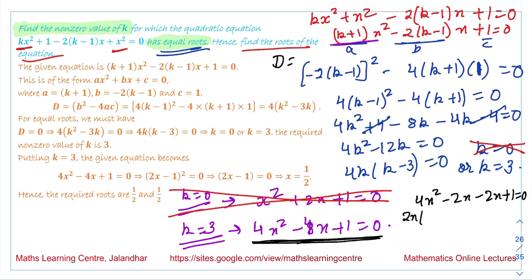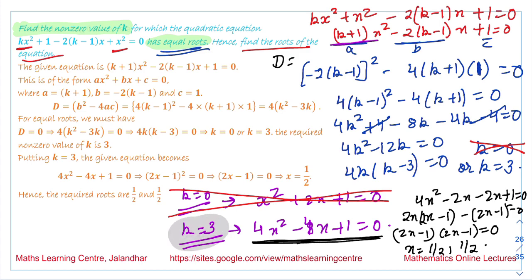We take 2x common, so it is 2x minus 1 into x minus 1 minus 2x minus 1 is equal to 0. So what we get is 2x minus 1 into 2x minus 1 is equal to 0. So x is equal to 1 by 2 comma 1 by 2. So we are saying for the non-zero value k is equal to 3, this equation has the repeated roots 1 by 2 comma 1 by 2.